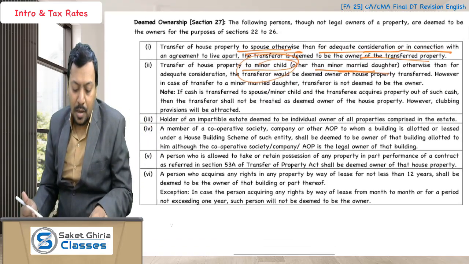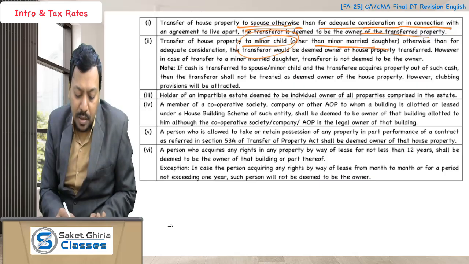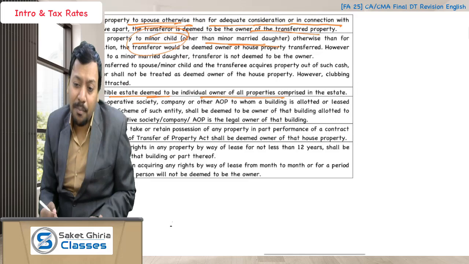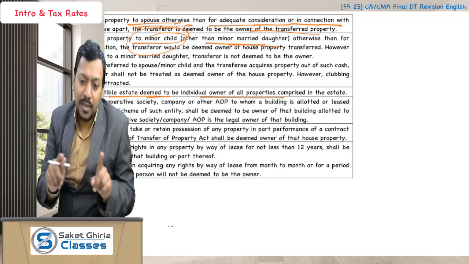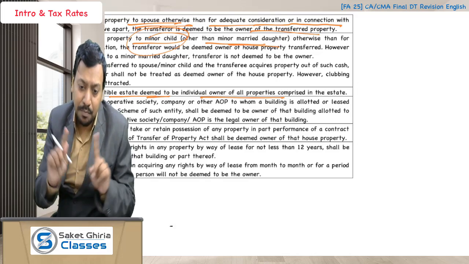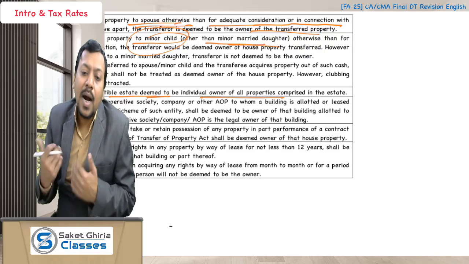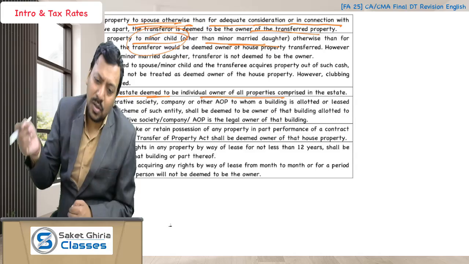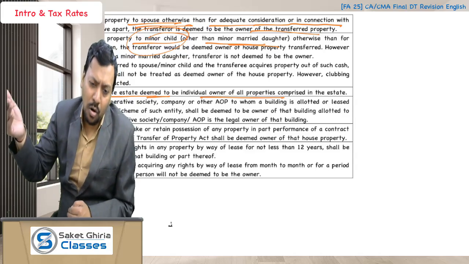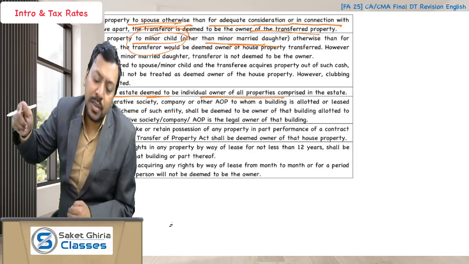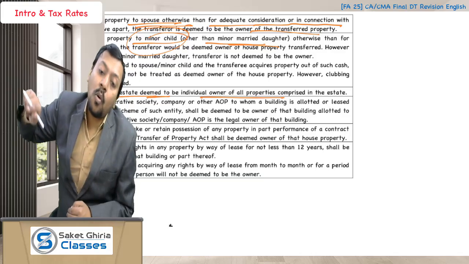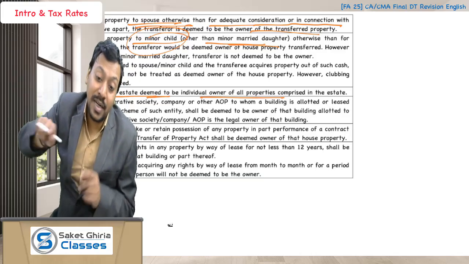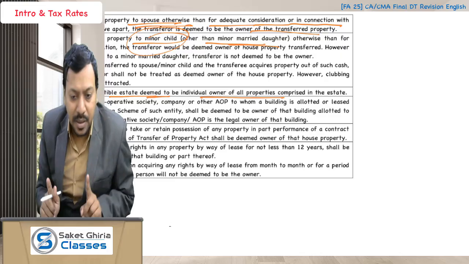Holder of an impartible estate is deemed to be the individual owner of all properties comprised in the estate. Dear friends, sometimes the estate or property is legally indivisible. In such a case, whoever is considered as the owner of that property as per law or under some contract will be considered as a deemed owner of all those properties which are comprised in the indivisible estate.